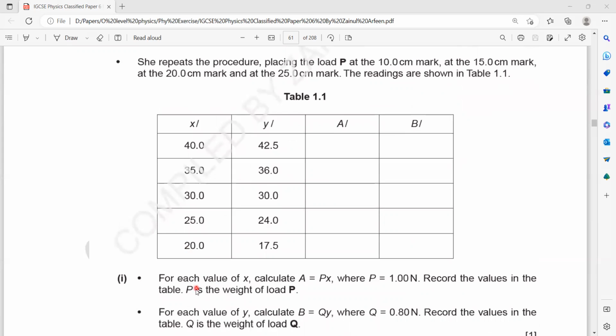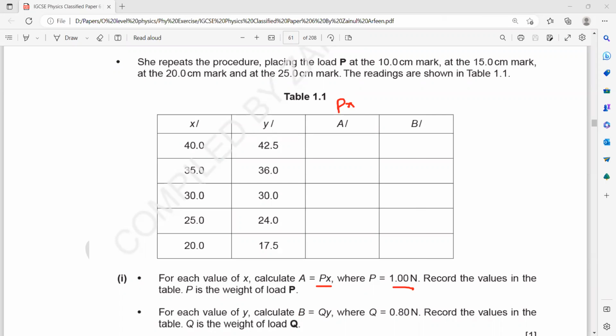For each value of X, calculate A equals P into X, where P is equal to 1, and record the value. P is the weight of the load P. And for each value of Y, calculate B equals QY, where Q is equal to 0.8, and Q is the weight of the load Q. So first we have to complete how to get A. As I mentioned, A is equal to PX. So P multiplied by X, and the value of P is given as 1. So 1 multiplied by 40, what will the answer be?